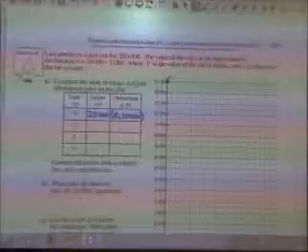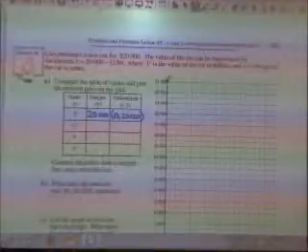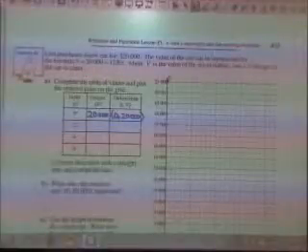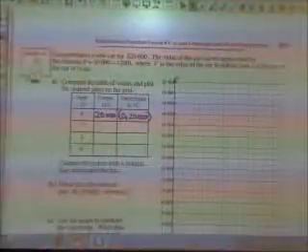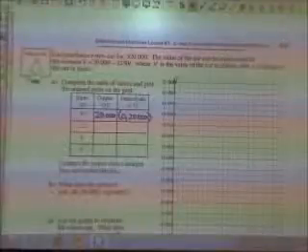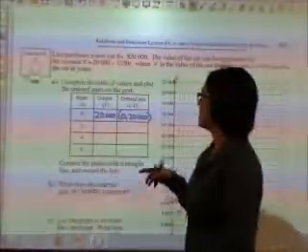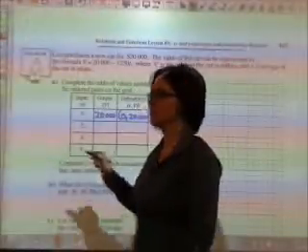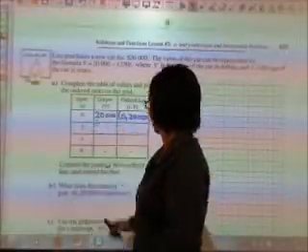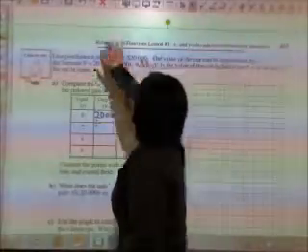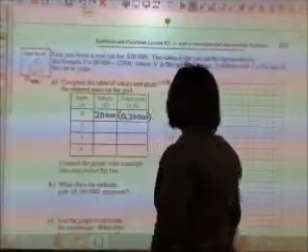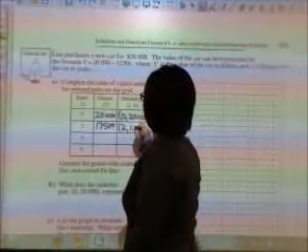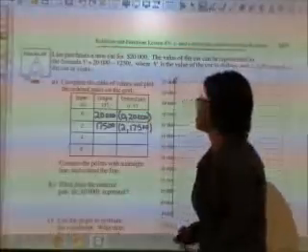So I'm going to give you a couple of minutes. I want you to determine what the value of the car is after 2, 4, and 6 years. So if I have an input of 2 years, how much is the car worth? 17,500. So then my ordered pair would be 2 and 17,500.